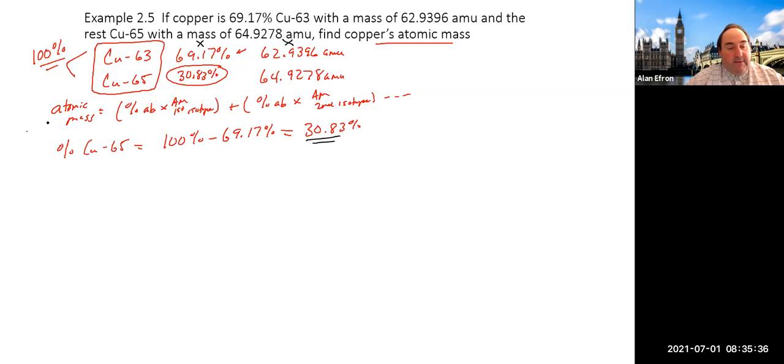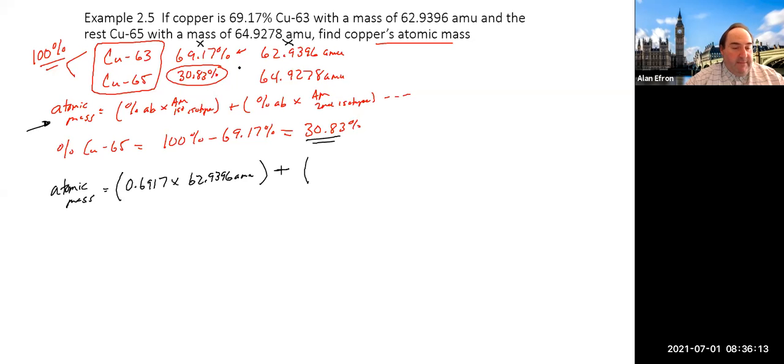So we can go into this formula here, and we would see that the atomic mass is equal to our percent abundance. Remember that we do need to convert it into a decimal. You could either divide the percentage by 100 or just move the decimal point, which is what I'm going to do here, and go 0.6917 times the atomic mass of that first isotope. That essentially is 69% times our atomic mass. Again, it's going to be an addition here, not multiplication.